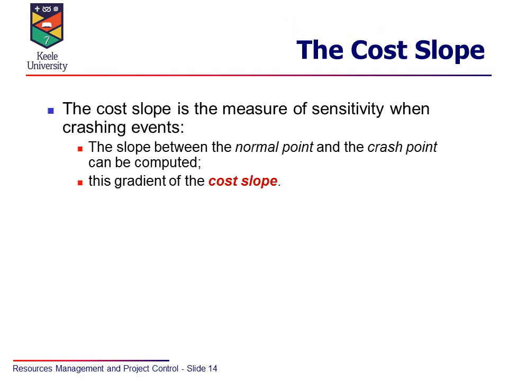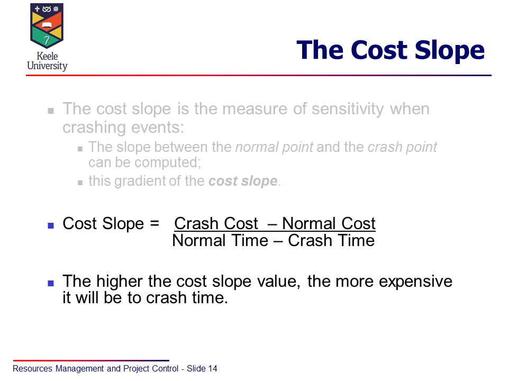Now we can measure that, the cost slope. We saw that we had a slope and a gradient in that last diagram. But that gradient, if that is very steep, that means it's very expensive to reduce time. If the gradient is very shallow, if it only costs you pennies to reduce time, then that makes that activity more attractive to reduce. So the gradient of the cost slope, the slope between the normal point and the crash point, can be worked out. And the cost slope is shown by this equation here.